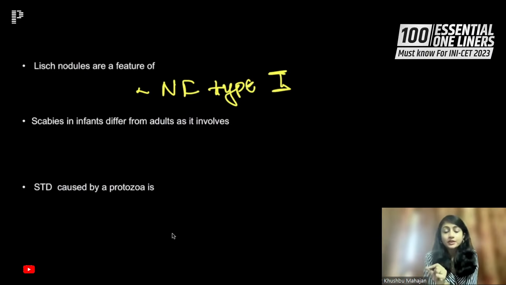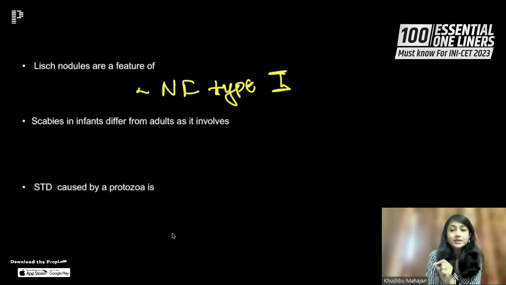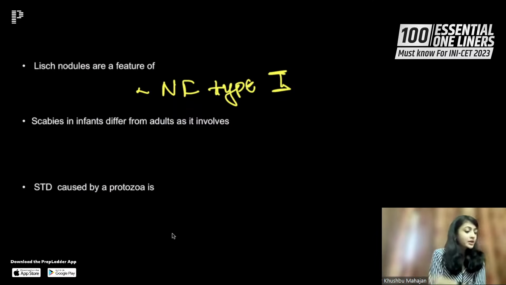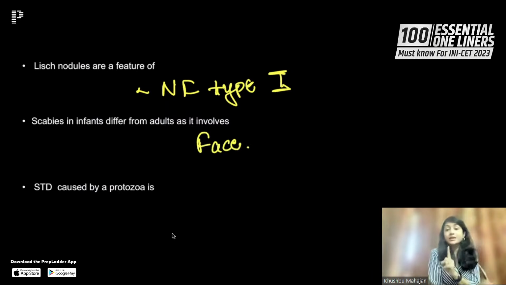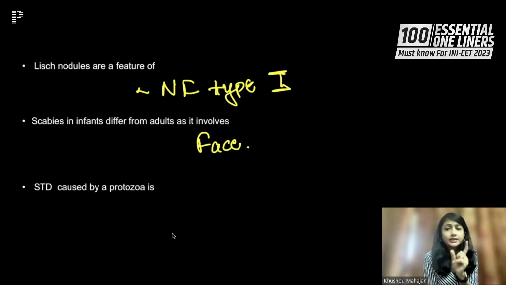Scabies in infants differ from adults as it involves what site? Scabies in infants involves what site which is not involved in adults? Absolutely right. Face. It will not be genitalia, please. Genitalia can be involved in adults also. It is the face. And what is the clinical manifestation?